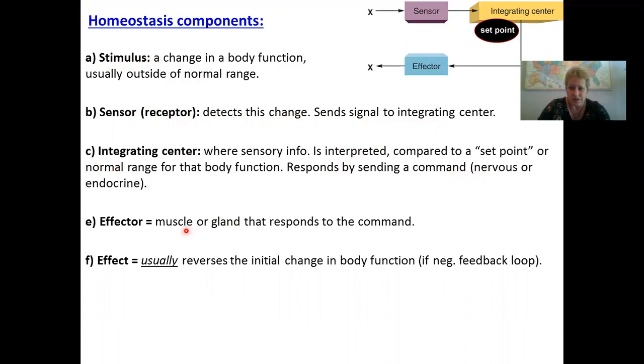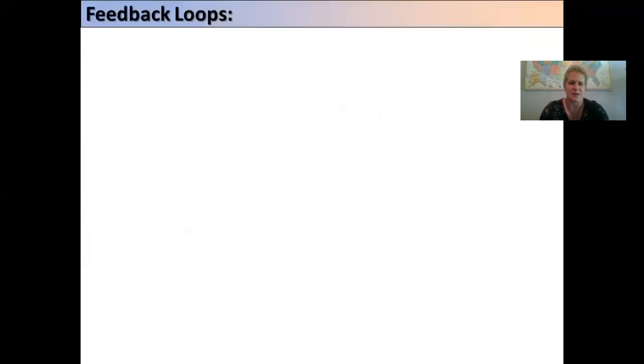Okay, muscle cells could be either skeletal muscles you have control over, or heart muscle, or smooth muscle in the body. Okay, now at the end of this pathway, the end effect is usually to reverse that change so that it comes back to within normal range. Okay, so let's talk about an applied version of this feedback loop. Let's go on to the next one.